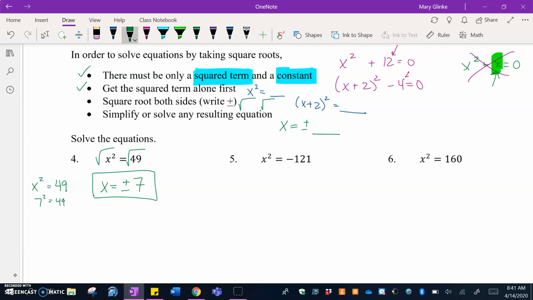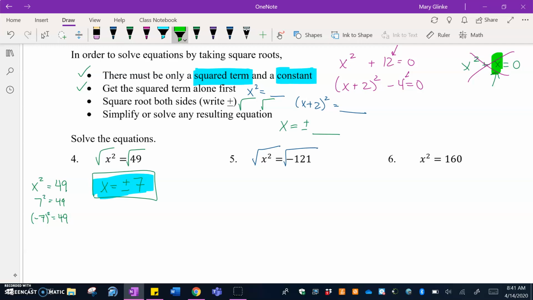And if you were to square negative 7, you also get 49. That's why both positive and negatives work for these problems. So let's take a look at number 5 then. We have x squared by itself. We're going to do the inverse operation and square root to get rid of the square.